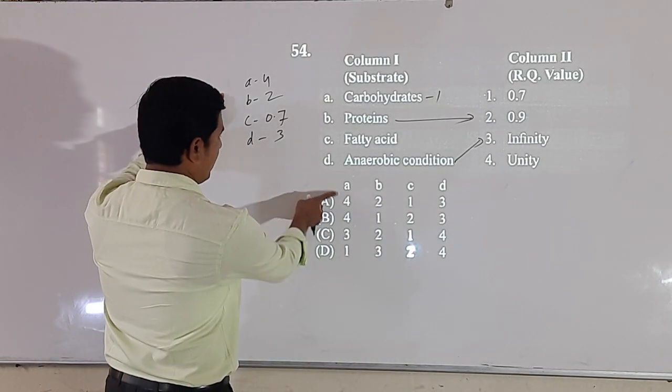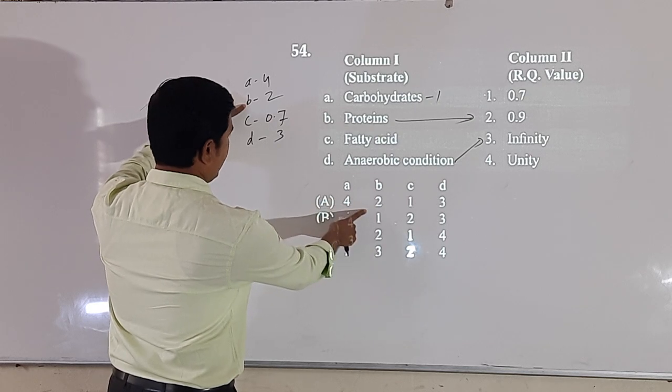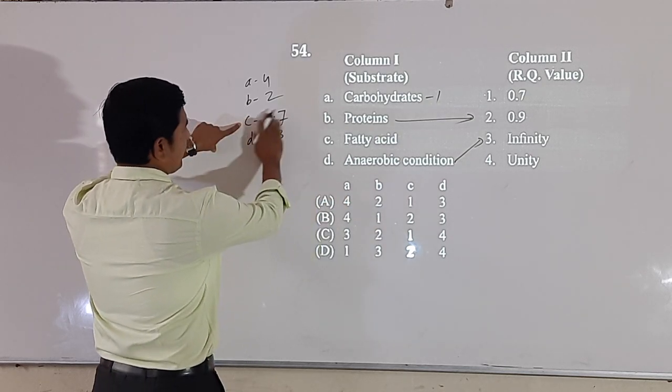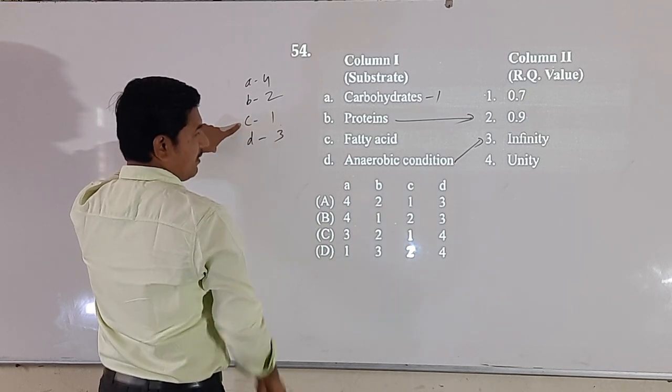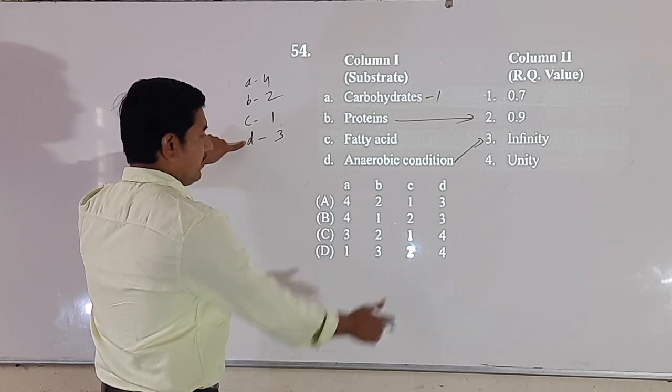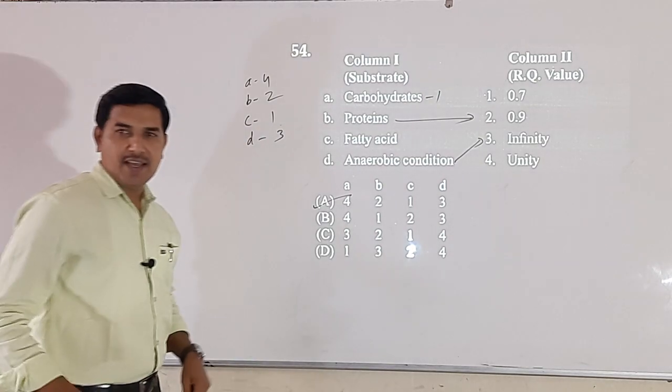A4, B2, C1, 0.7 is 1, D3. So option A is the correct answer.